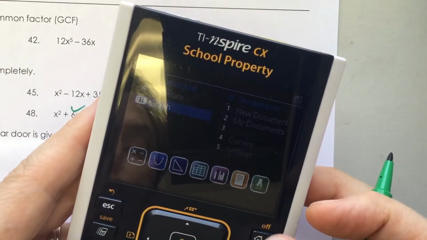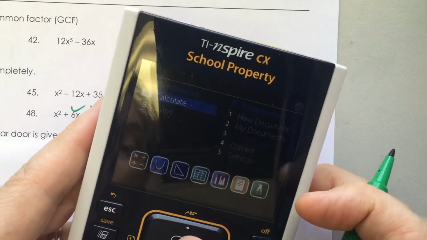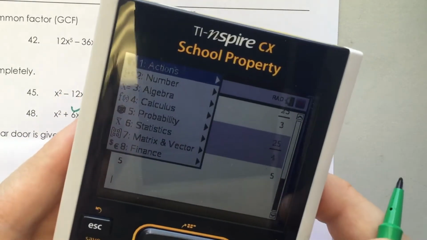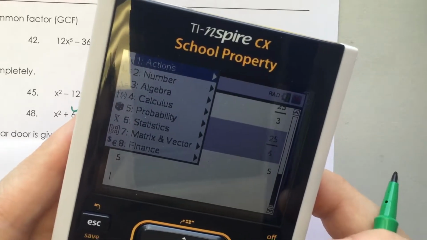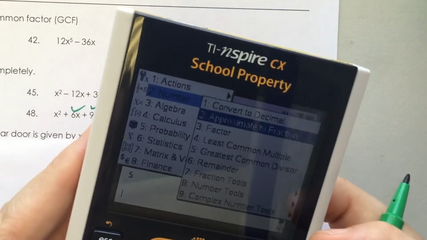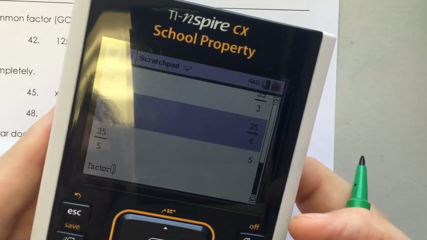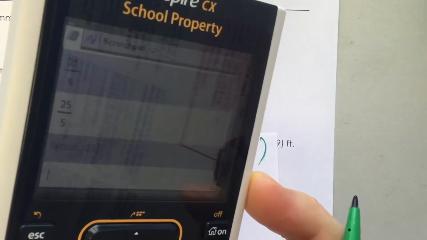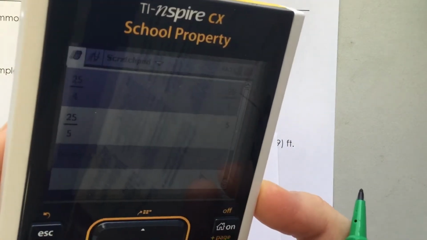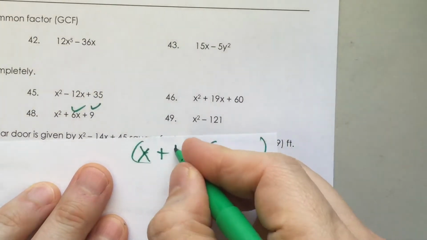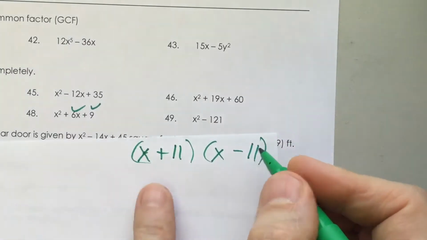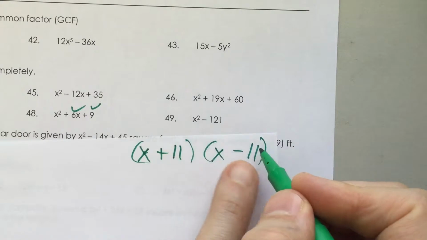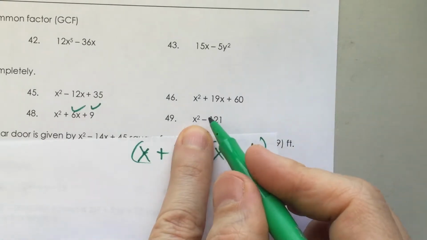Well, there's a few ways to do it in the calculator, but the way that is most consistent with what I showed you on the last video is the factoring button. I want to remind you, you go to number, and choice 3 is factor, and I'm going to factor 121. It's 11 squared. 11 times 11, right? So 11 times 11 gives me 121.